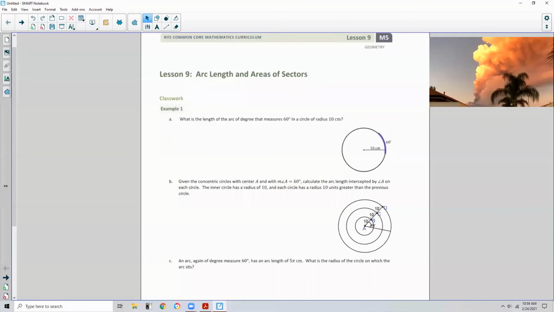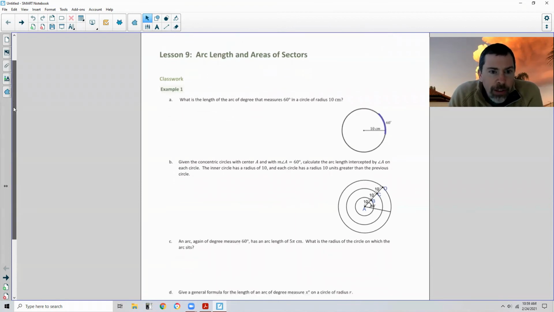Okay, lesson 9, arc length and areas of sectors. Before we talk about that, what's the difference between an arc length and an arc measure? Keep that in mind, they're different things. And areas of a sector. Well, we don't know what a sector is yet, but after today we will.